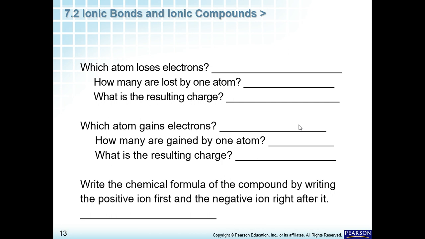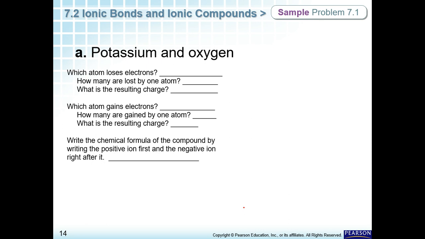First off, this is not in your notes, but I love to ask these questions, and they'll be asked in your homework on Friday, so you need to be able to answer them. The first one, you should be able to tell me, if I give you 2 atoms, which atom loses, how many electrons it lost, and what its charge would be. You should also be able to tell me what atom gains electrons, how many are gained, and what would be the charge. And then I'm going to teach you how to write a chemical formula for it. Please note that I tell you to write the positive ion first and the negative ion right after it. Let's do the couple examples.